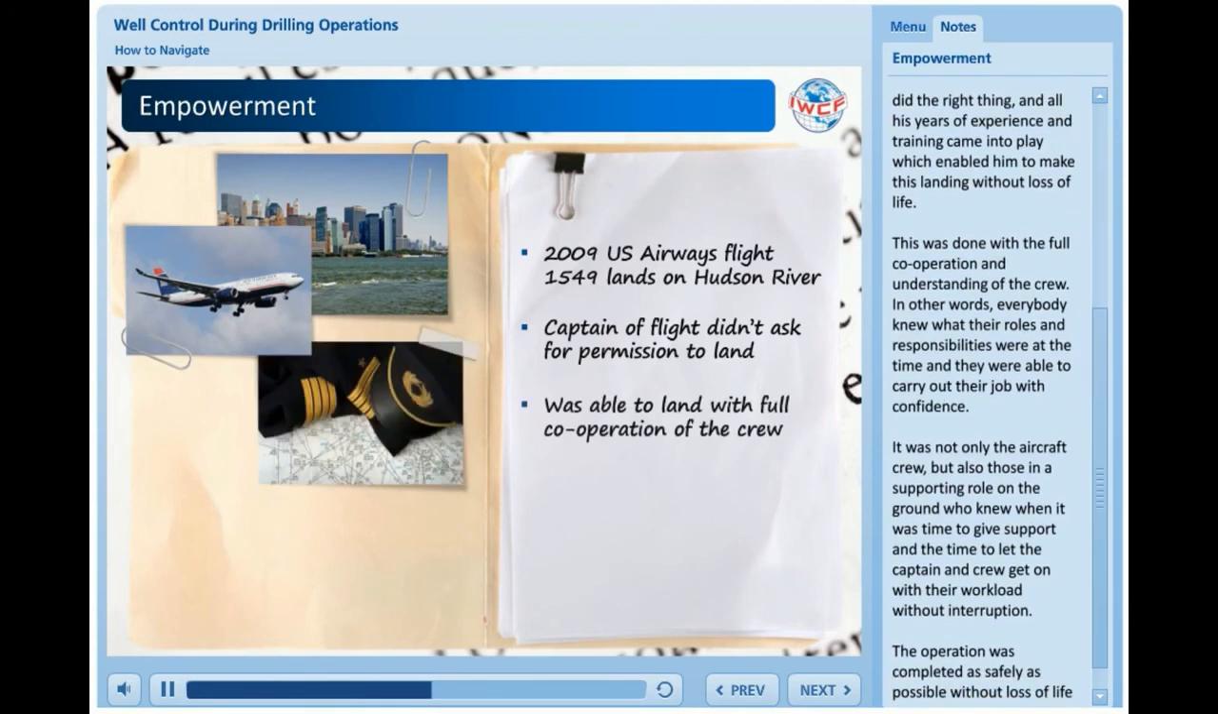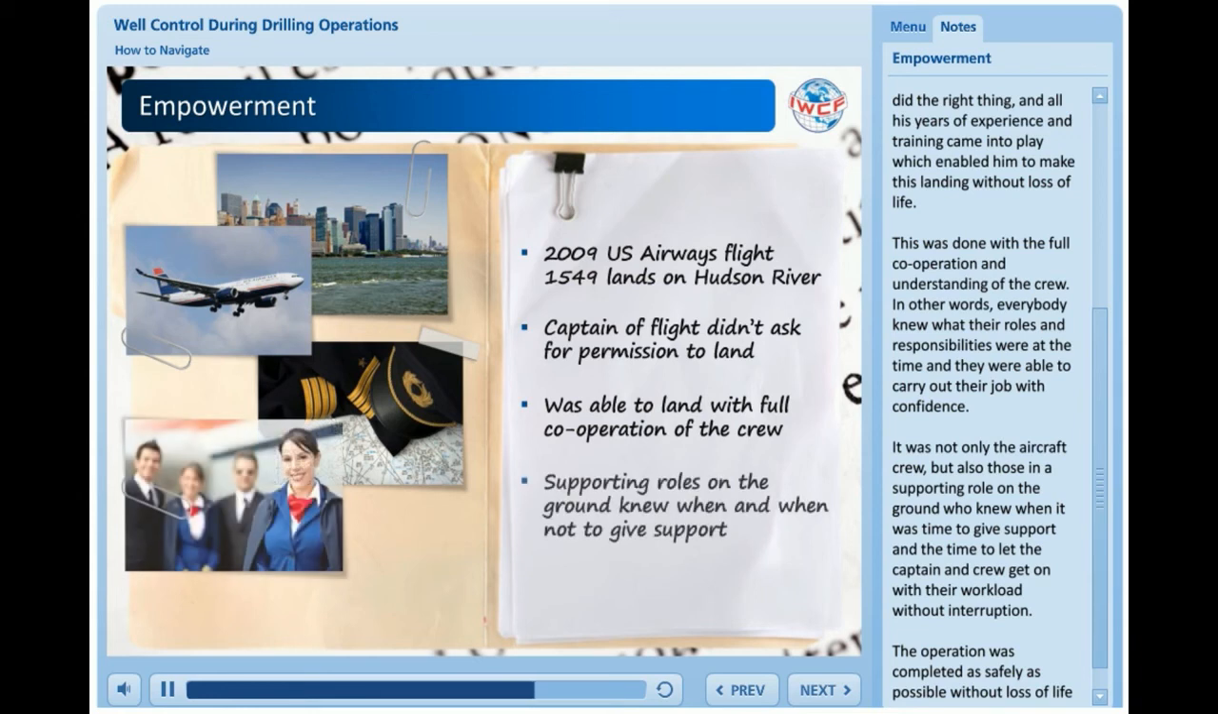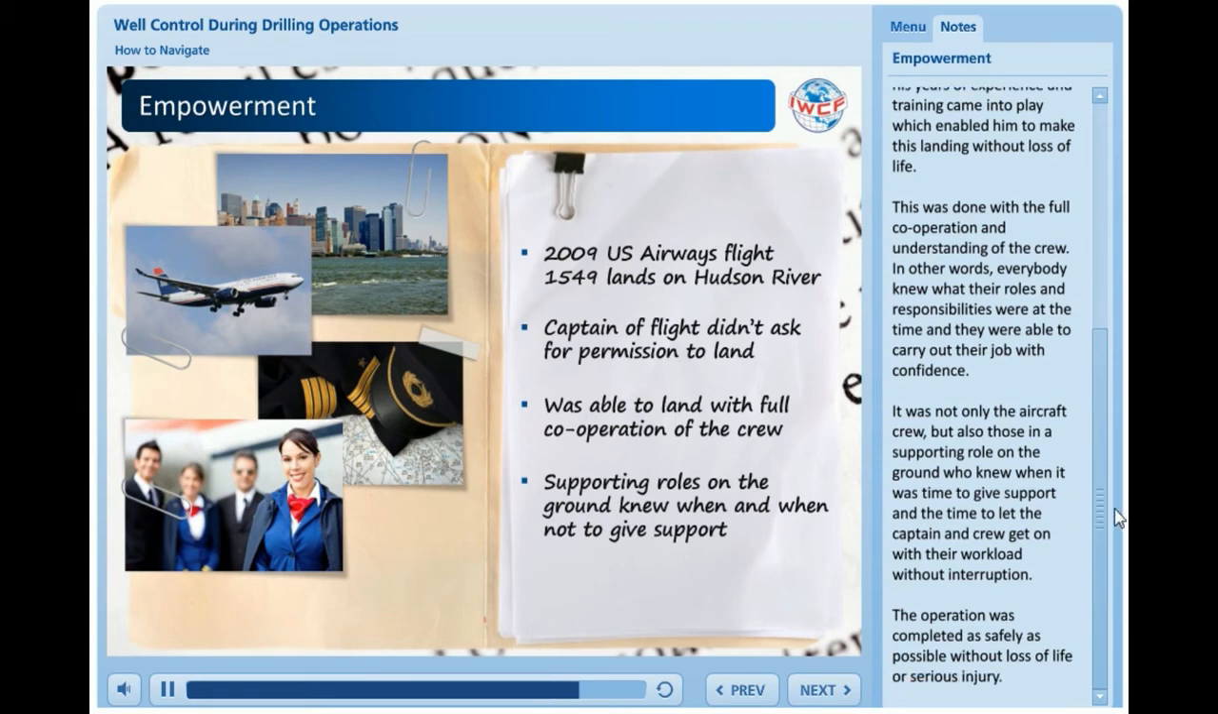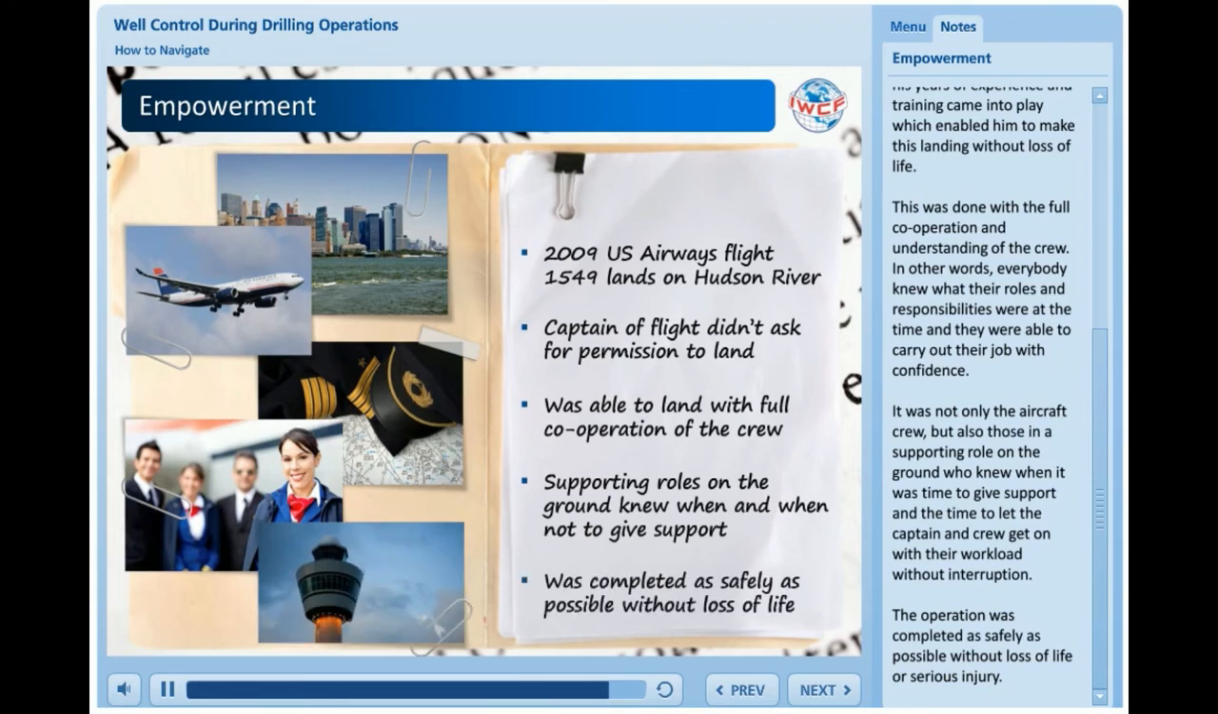This was done with the full cooperation and understanding of the crew. In other words, everybody knew what their roles and responsibilities were at the time, and they were able to carry out their job with confidence. It was not only the aircraft crew, but also those in a supporting role on the ground, who knew when it was time to give support and the time to let the captain and crew get on with their workload without interruption. The operation was completed as safely as possible without loss of life or serious injury.